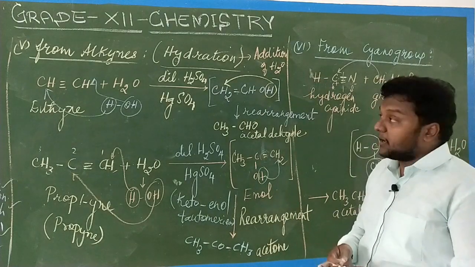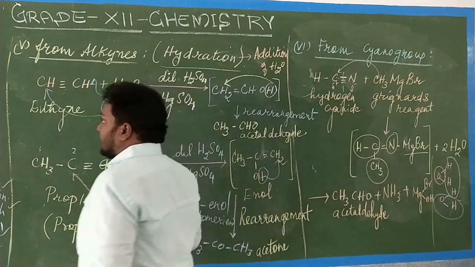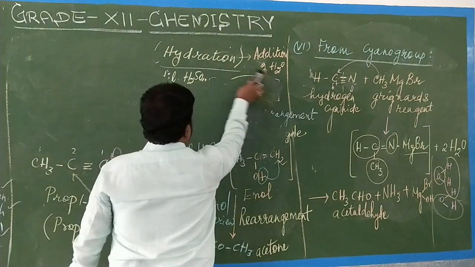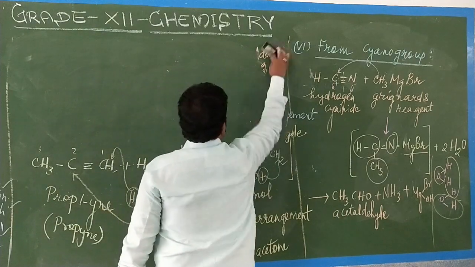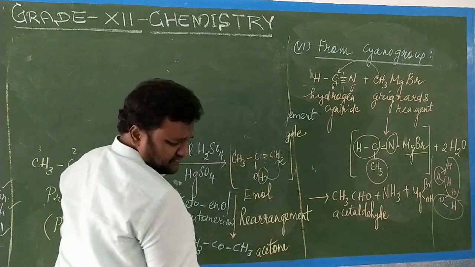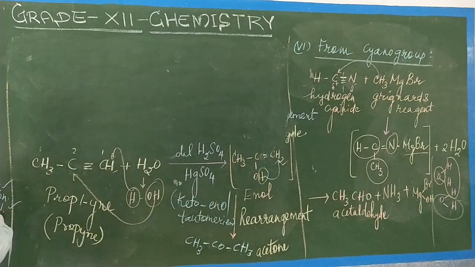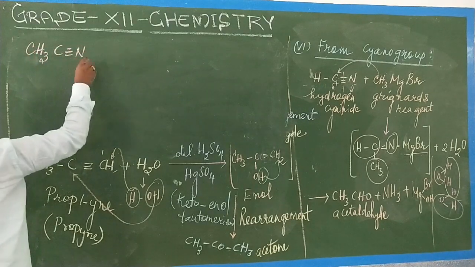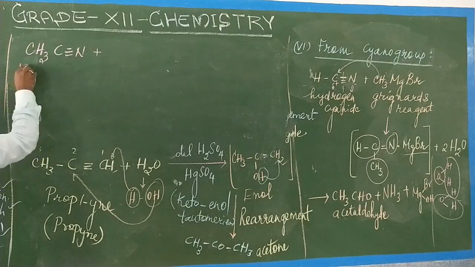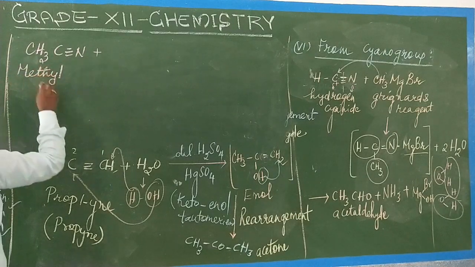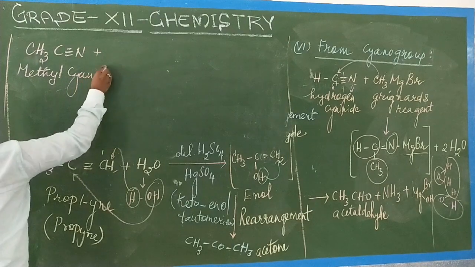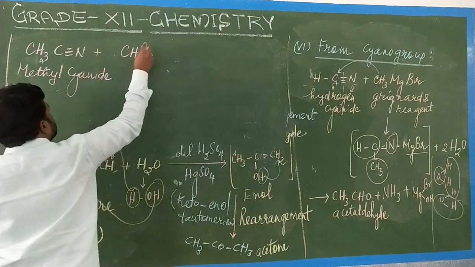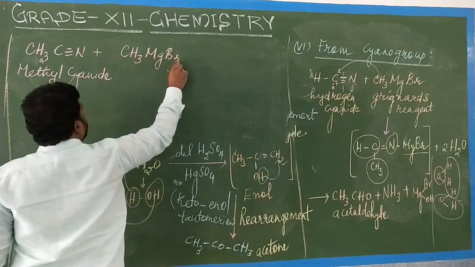Now we have the second method. Let me write here. That is methyl cyanide we can take. Listen, CH3 C triple bond N, this is called what? Methyl cyanide, on treatment with Grignard's reagent CH3MgBr.